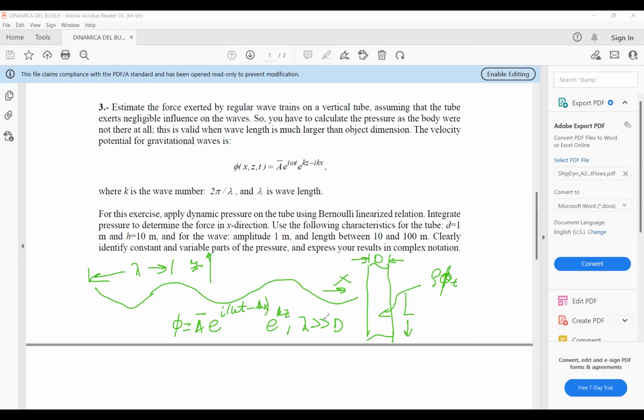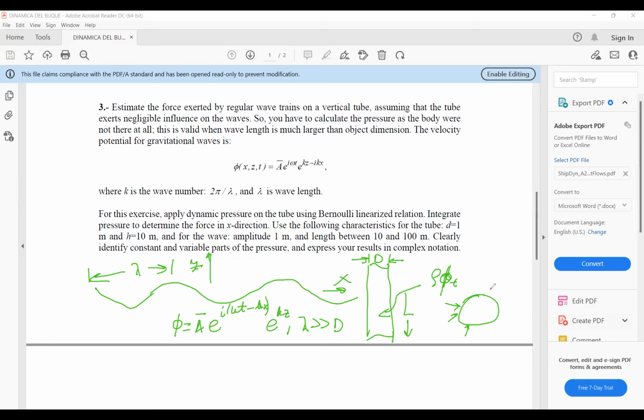Okay, it's as simple as that. Now, if you have phi, you can differentiate it and multiply by rho. You can have the pressure on the surface, and you have to integrate it. So you have the pressure here, this is your surface. The pressure is not going to be the same everywhere, right?